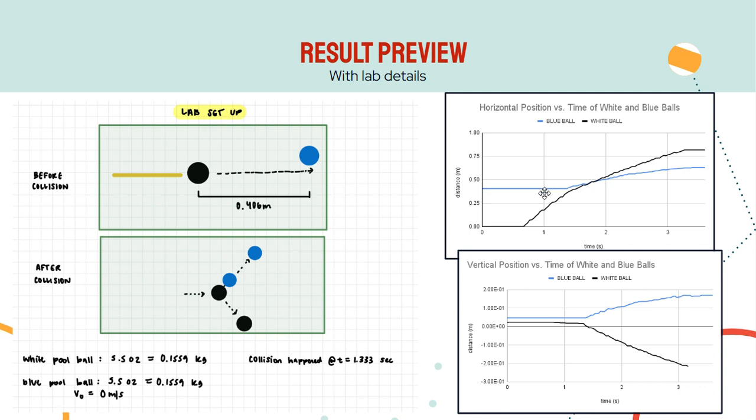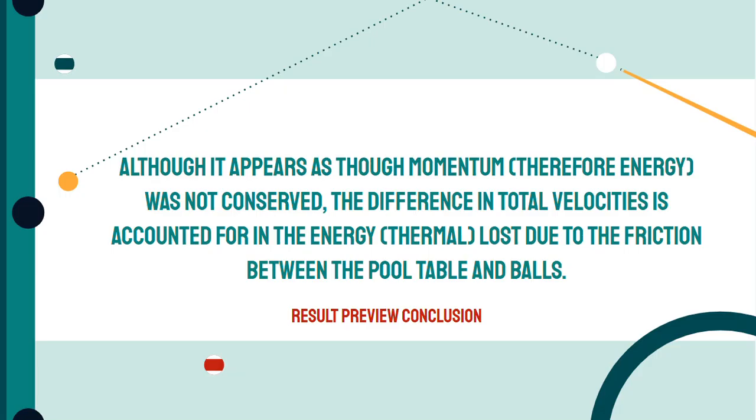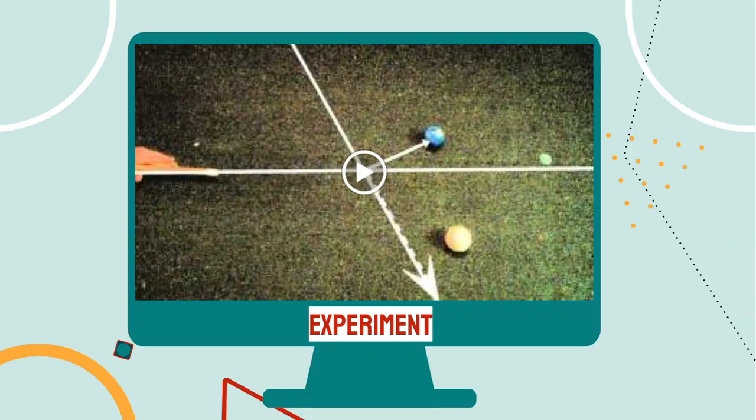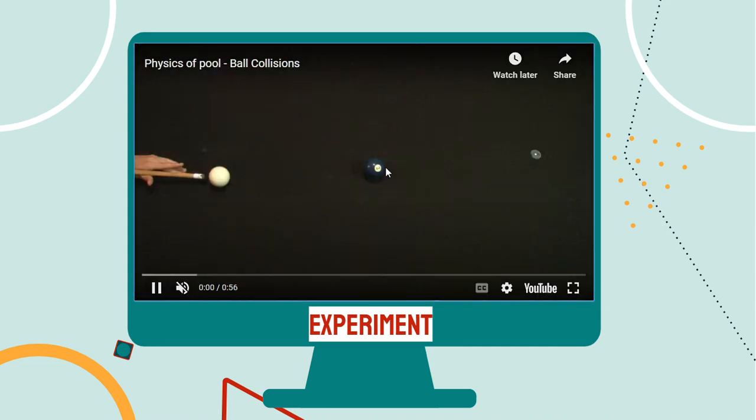And here the blue ball doesn't move, it's at rest until the collision. Although it appears as though momentum, and therefore energy, was not conserved, the difference in total velocities is accounted for in the thermal energy lost due to the friction between the pool table and the balls. I analyzed the following video on YouTube.